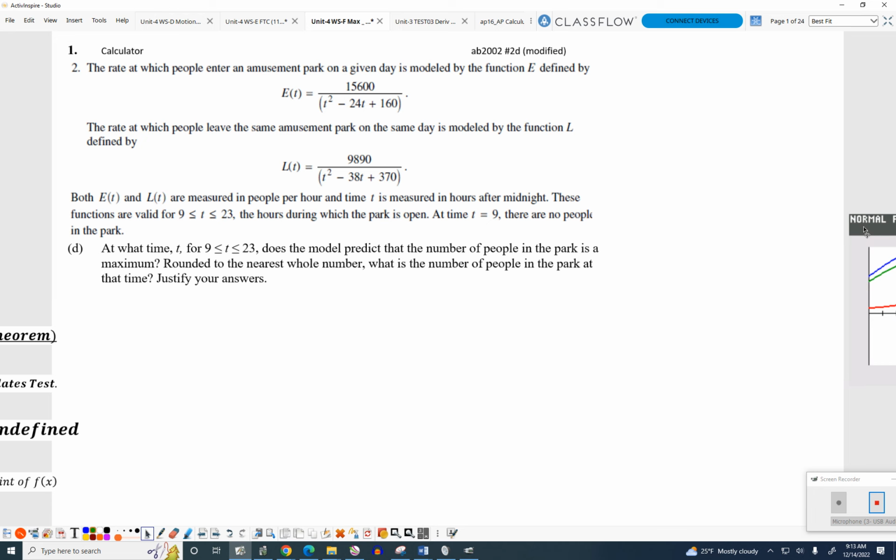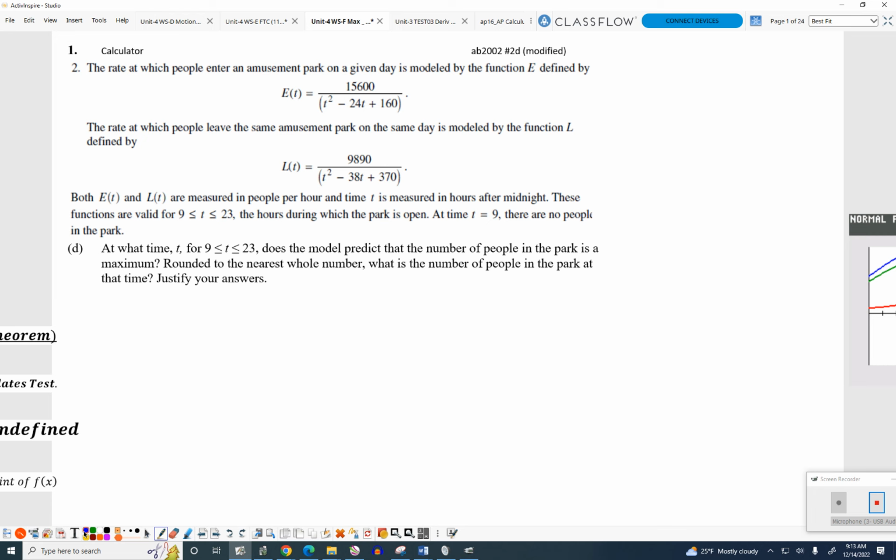Okay, this is a continuation of the gold. In the gold packet, we did a lot of discussion about this amusement park problem. We did an item in the gold where we said that N of T was the number of people in the park. And for that item, they said, assume that there were 300 when the park opened. For this question, we're not assuming that. We're assuming there are 0 in the park when the park opens.